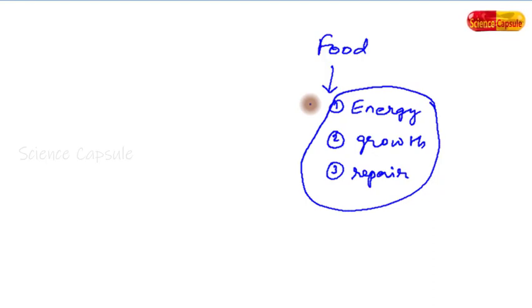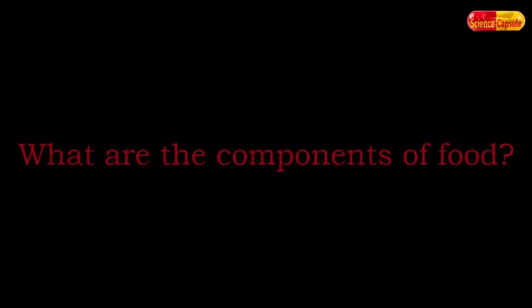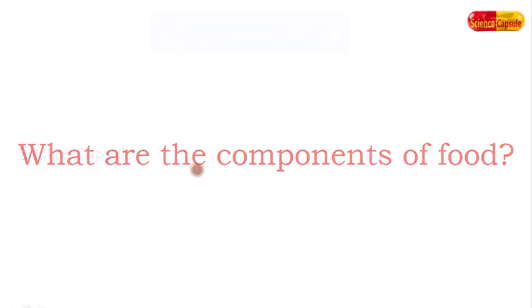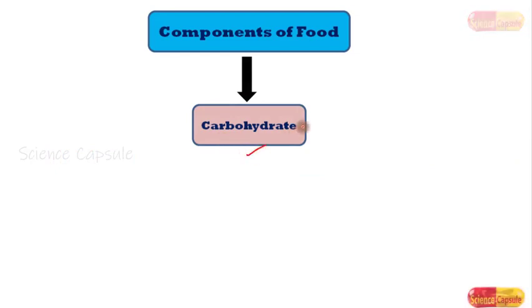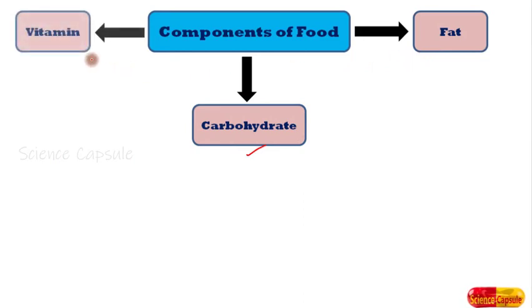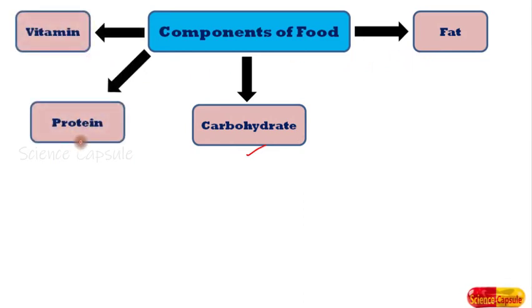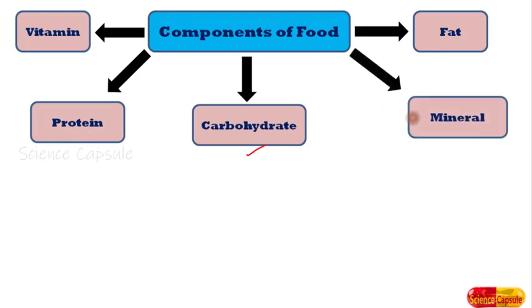So this is what we have studied, and we have also studied in class 6th the various components of food. Let us have a small recap on the components of food. Can you recall the components of food? Yes children, you are very correct. The first would be carbohydrate, right? Second component of food would be fat. Third would be vitamins. Fourth would be protein, and fifth would be mineral. So these are the 5 components of food that we have already learned in class 6.